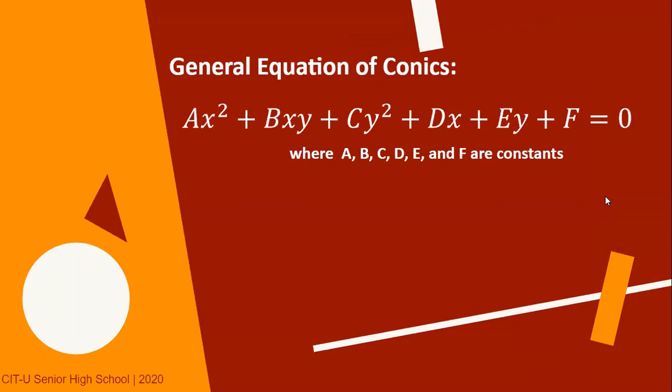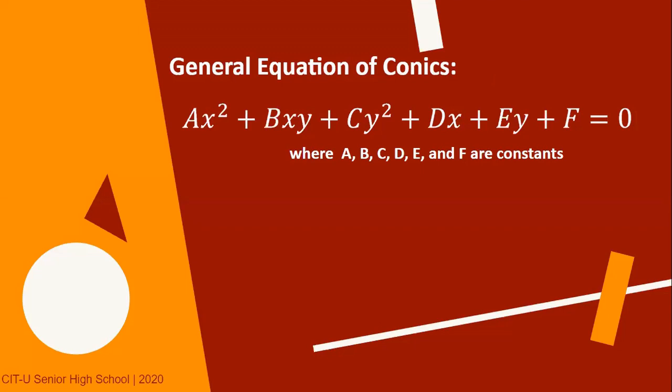General equation of the conic. To recall, the general equation is ax squared plus bxy plus cy squared plus dx plus ey plus f is equal to 0, where a, b, c, d, e, and f are constants. There are actually two ways to determine what kind of conic is being described by the general equation.